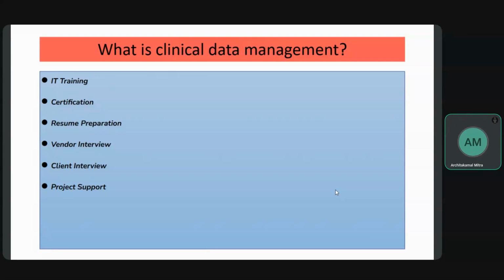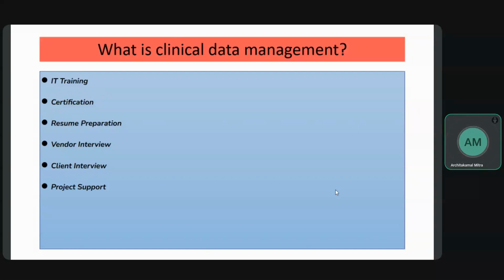We will be starting with the course Clinical Data Management, which is actually a part of Clinical SAS. And before going into Clinical SAS and what exactly its components are, where it is applied and how we can go through it, let me speak a little bit about the 6 pillars of Guruschools training.